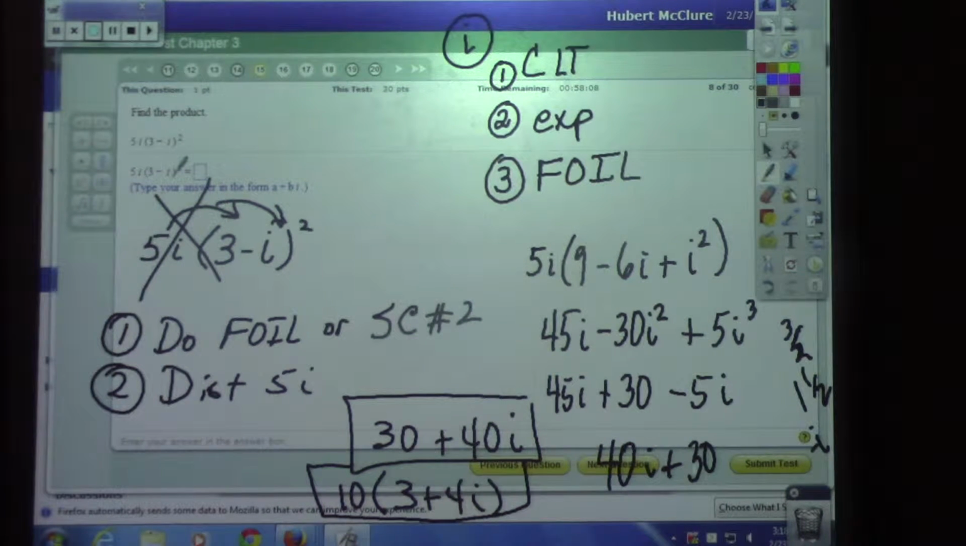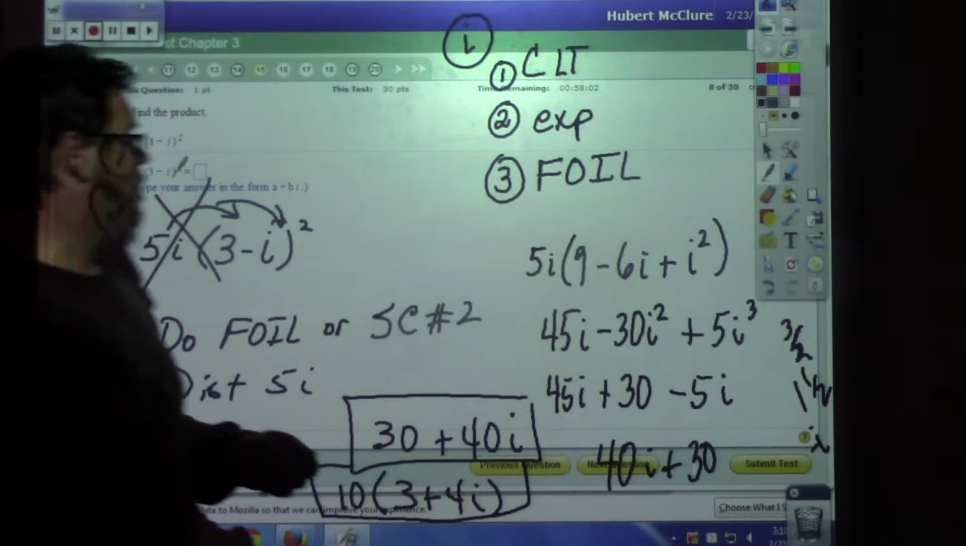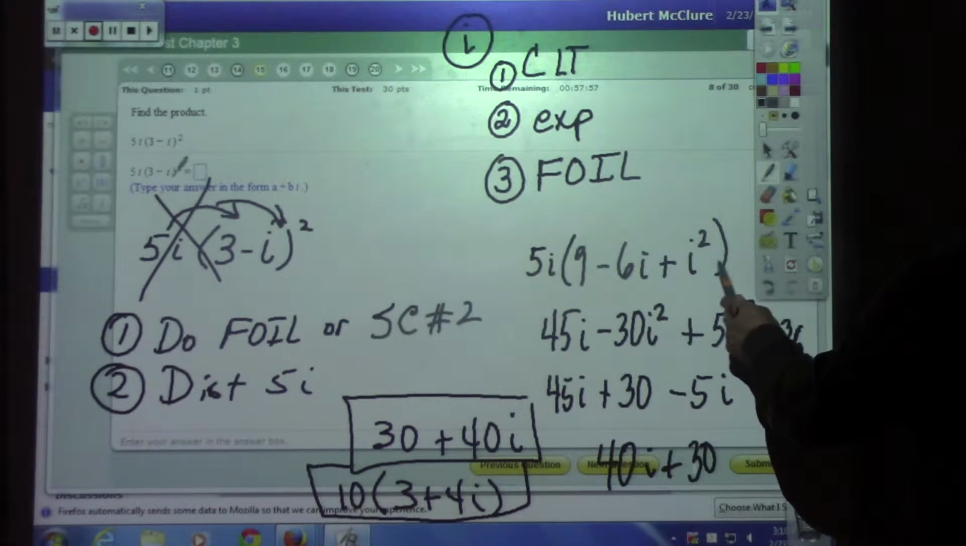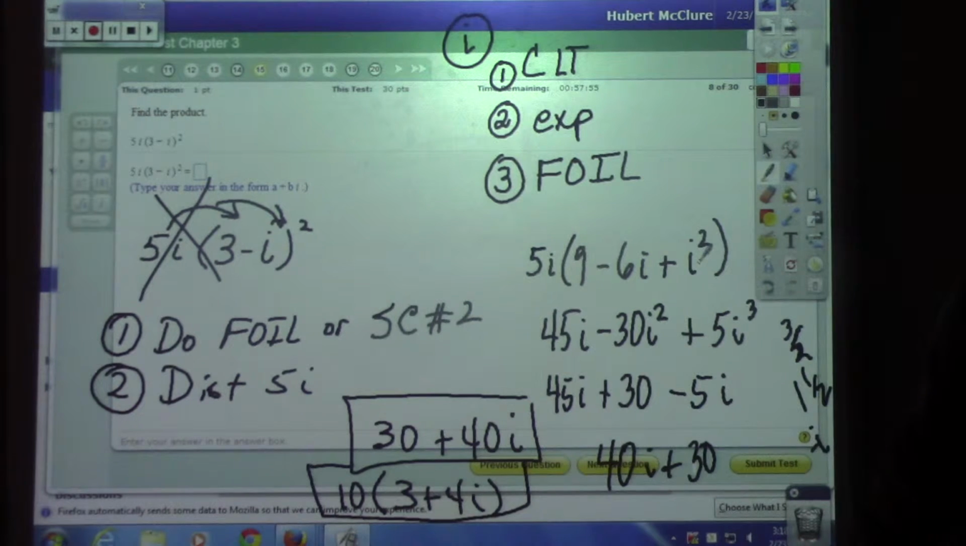Once you FOIL it out, can you go ahead and change that i squared into the -1 value? Yes. Will that change it in other instances? Like how up top you have the 5i. Yeah, you can do that. It'd still come out the same in any circumstance. I don't know if the order that you did it in would change anything. It'd work. It'd come out the same. All right, let's try it.